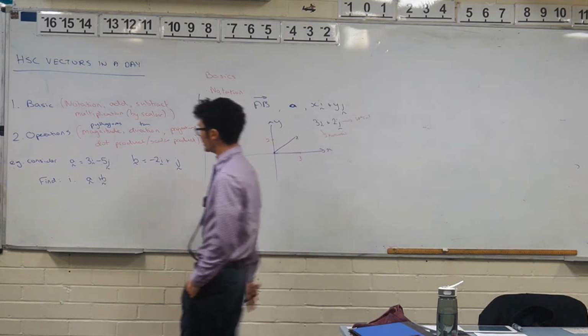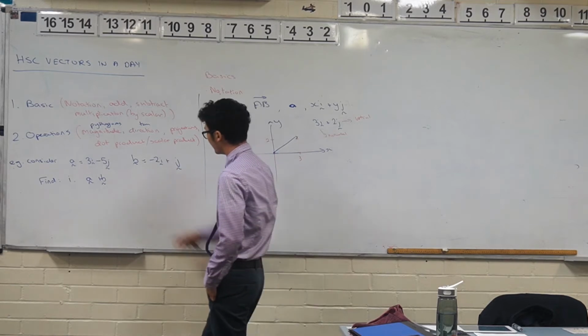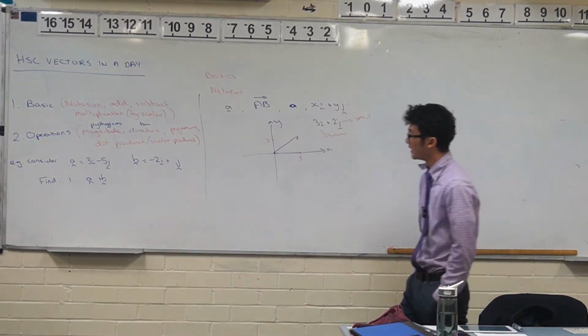Right, so here's our question. We're going to look at two particular vectors, a, which is 3i minus 5j, and b, which is minus 2i plus j. And the first thing they want us to do is find a plus b.